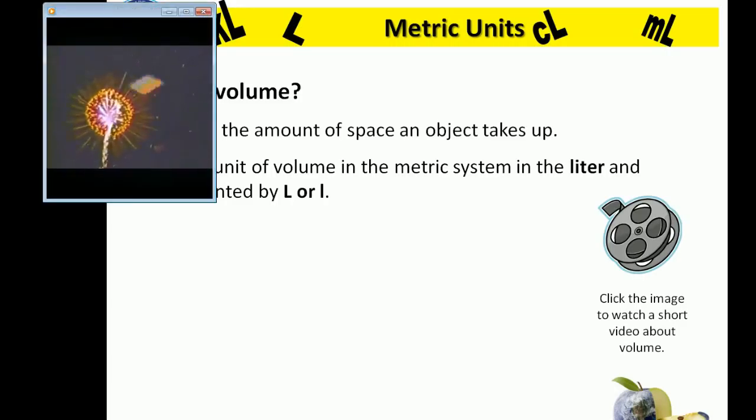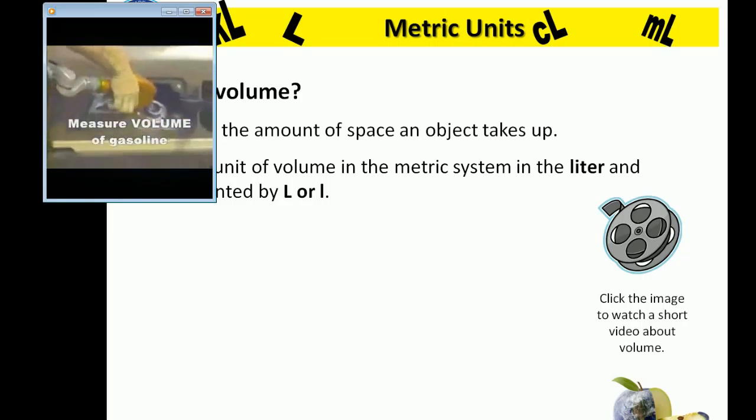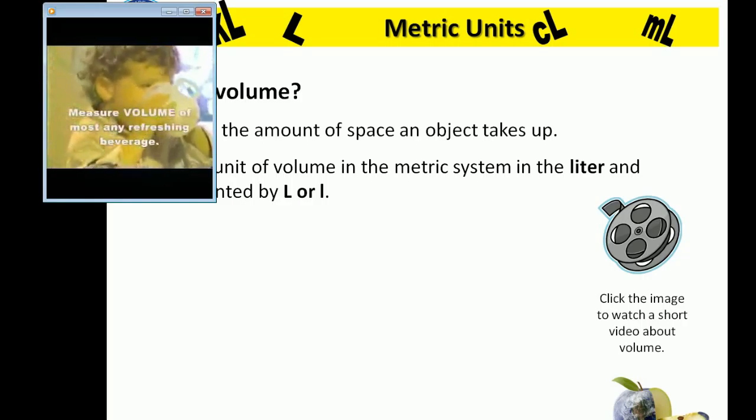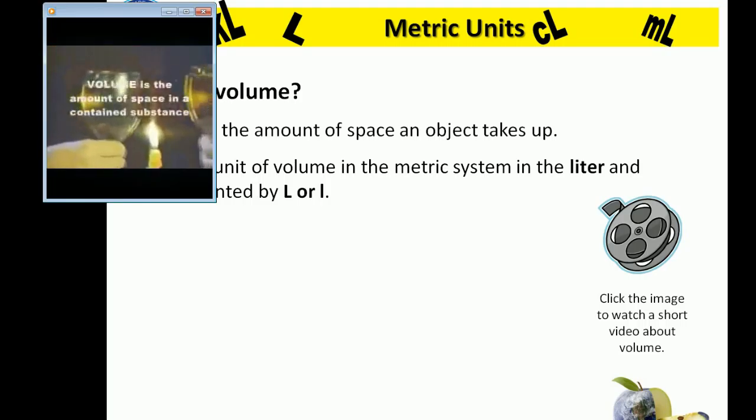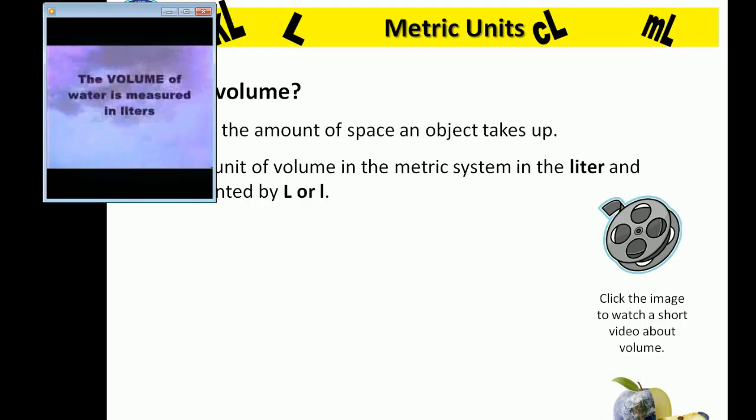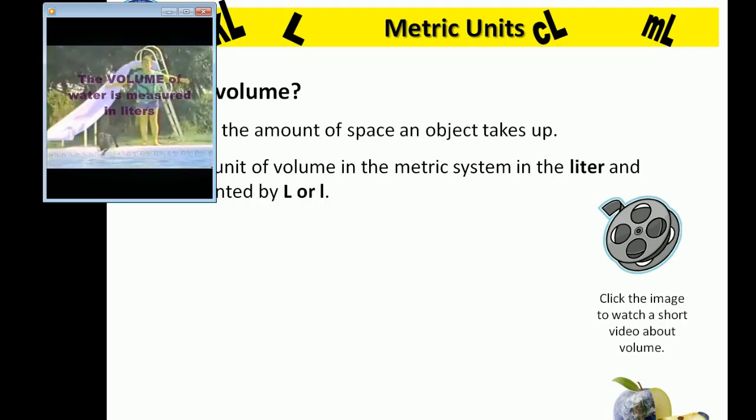Liter, measure volume of gasoline. Or the volume of most any refreshing beverage. Volume is the amount of space in a contained substance, like water in a swimming pool, measured in liters.